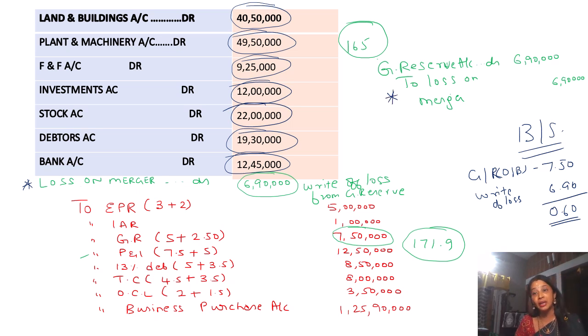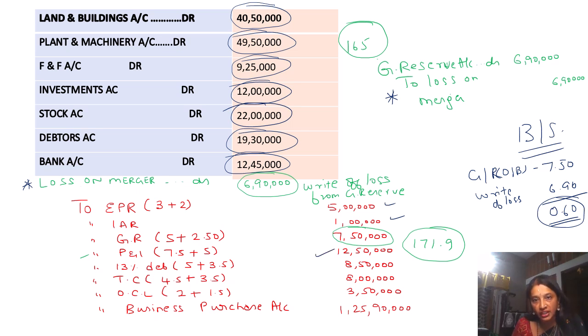Now coming to the liability side. On the liability side, you will show 5 lakhs under export profit reserve, 1 lakh in investment allowance reserve. General reserve, you will not show 7,50,000. You will show only 60,000 because out of 7,50,000 you have taken out 6,90,000. Remaining all you will show in the balance sheet.